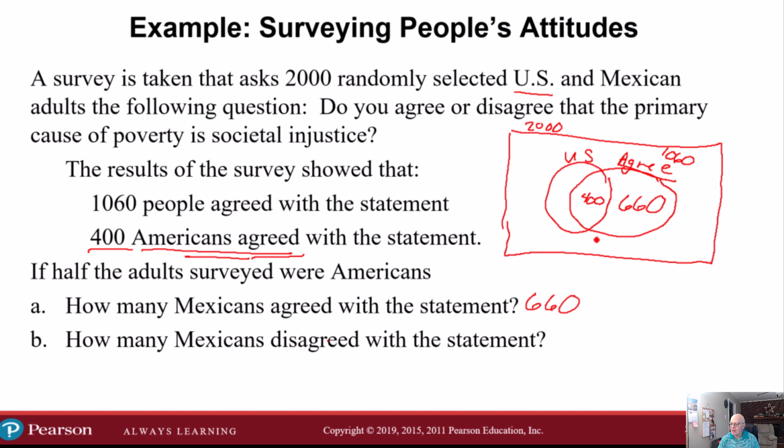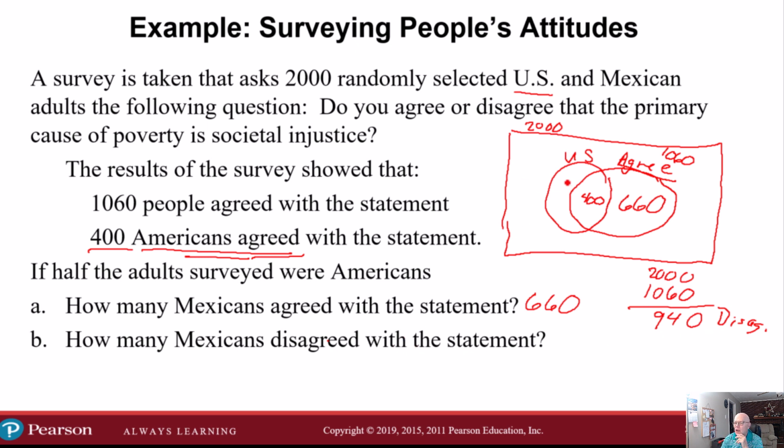We want Mexicans, so we've got 1060 altogether. Agreed. So how many disagreed? Subtract 1,000, 940 disagreed. And how many of those are Mexicans?